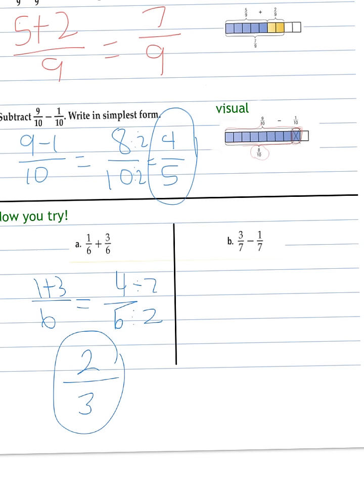3/7 minus 1/7, subtract the numerators. Denominator stays the same. 3 minus 1 is 2 over 7. So 3/7 minus 1/7 gives us 2/7.